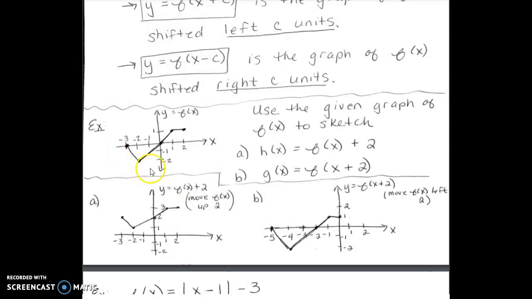This corner right here at -2, -2 would have gone left 2 over here to -4. The other point at the origin goes left 2, lands at -2. The 1, 1 point goes left 2, lands right here. And then the other point here on the end was at 2, 1, and if it goes left 2, it would land right here on the y-axis.